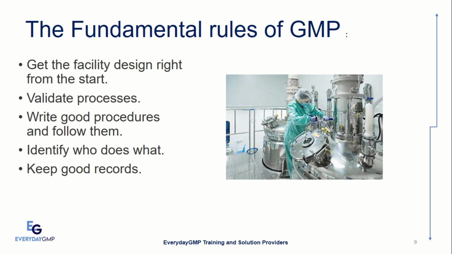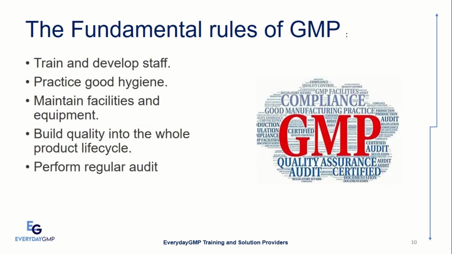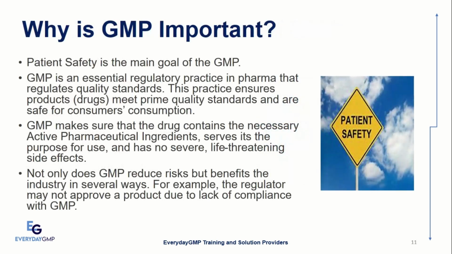The fundamental rules of GMP. Get the facility design right from the start. Validate processes. Write good procedures and follow them. Identify who does what. Keep good records. Train and develop staff. Practice good hygiene. Maintain facilities and equipment. Build quality into the whole product life cycle. Perform regular audit.